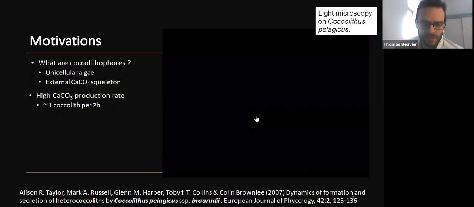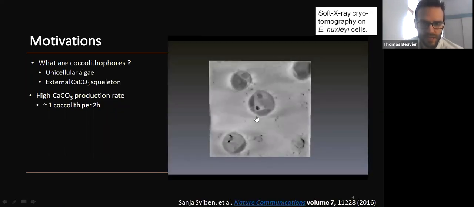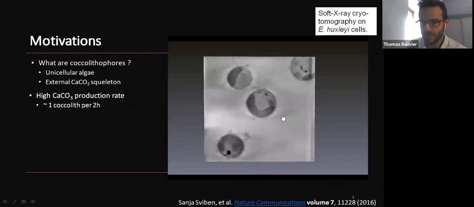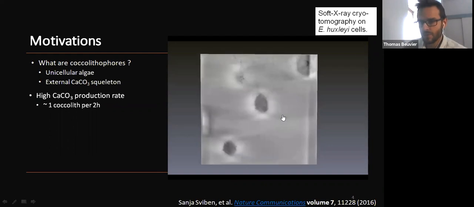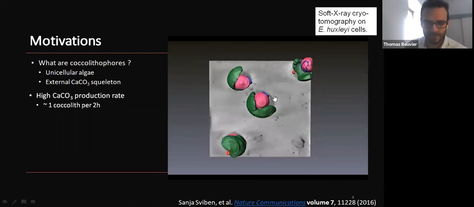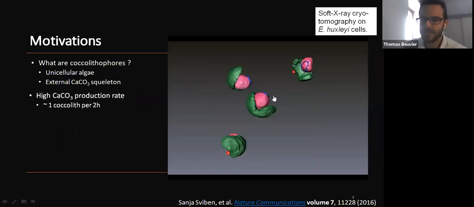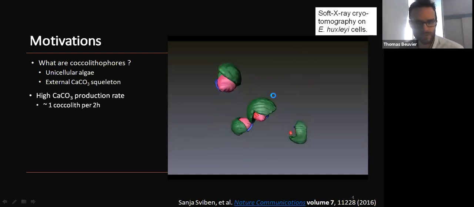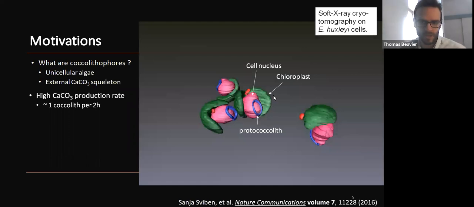The formation of the coccolith takes place inside the cell, and we can show by using X-ray cryotomography that the nucleation of coccoliths begins to form a proto-coccolith, which is located at the surface, in contact with the nucleus of the cell. So here you see the onset of the coccolith, which is called proto-coccolith, and it is formed on the surface of the nucleus.